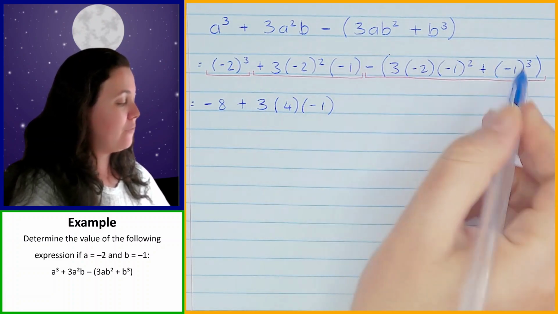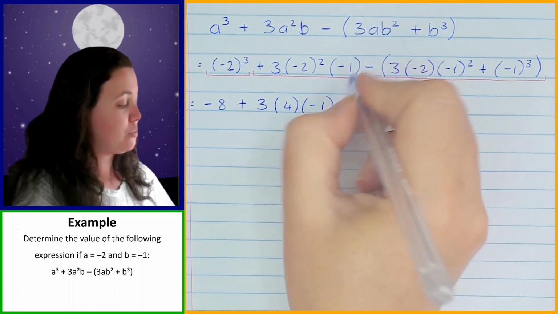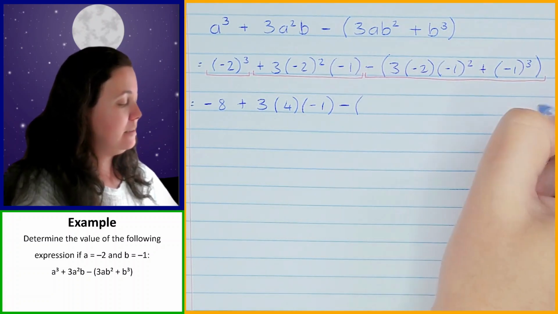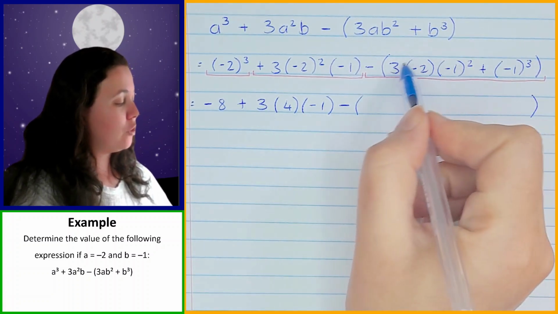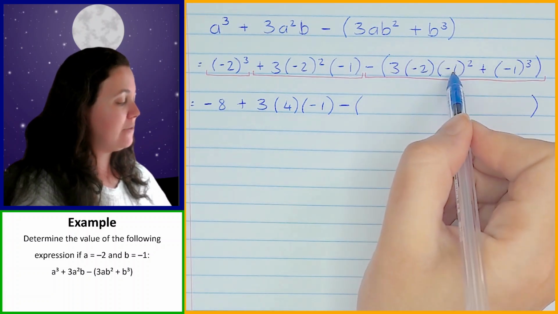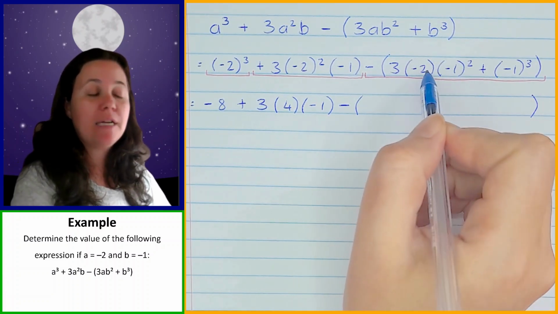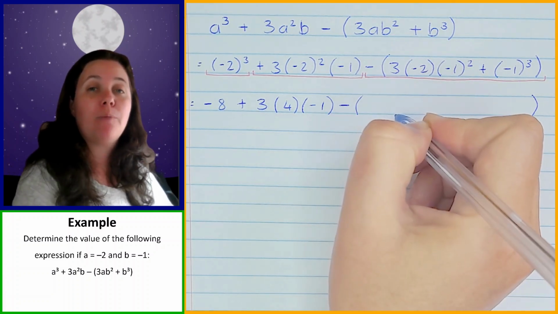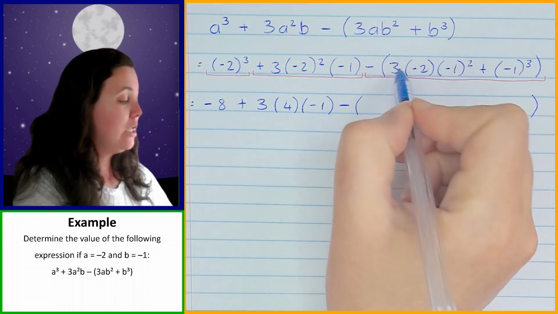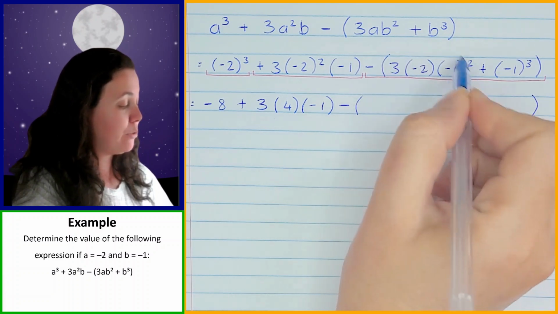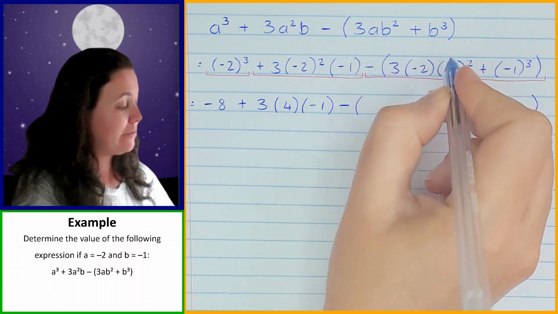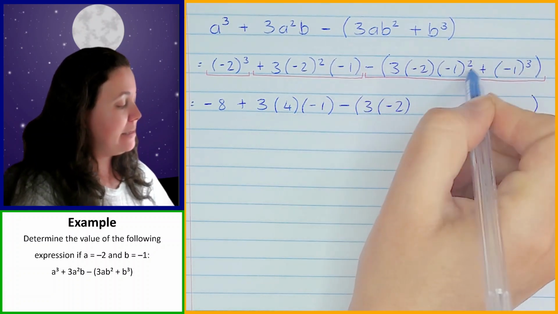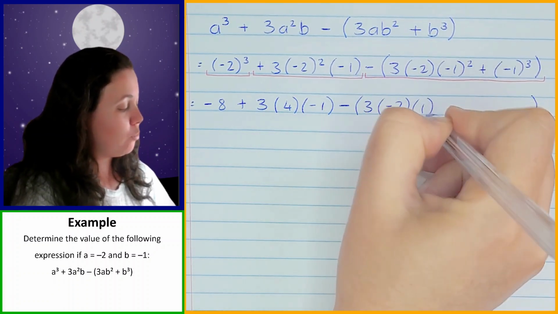Then over here, I've got quite a lot that's happening in this last term. I've got a minus, and then I've got my brackets. Then inside my brackets, I've got 3 times -2 times -1 squared. Once again, I have to do that exponent first. Remember, when you are working inside brackets, you apply BEDMAS inside the brackets as well. So I'm doing this term inside the brackets here, and in that term, I have to do the exponents first. So I've got 3, then -2, then the -1 squared becomes +1.